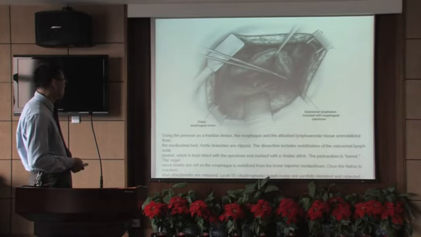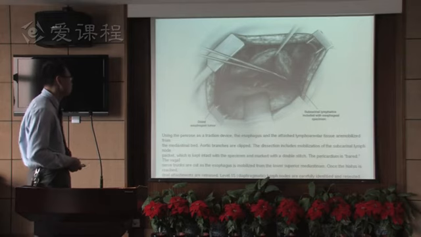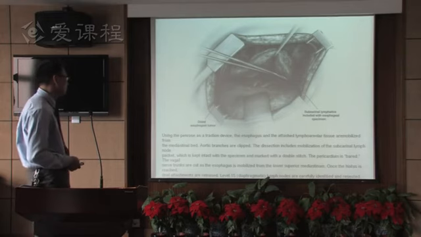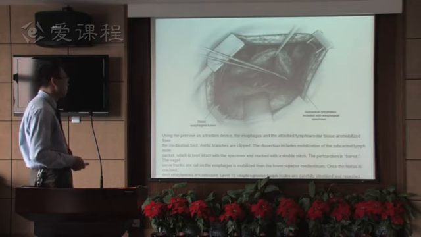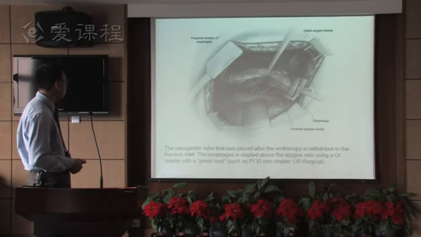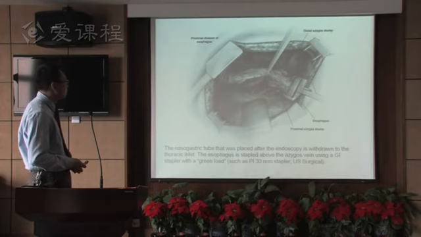The pericardium is bare. The vagal nerve trunks are cut as the esophagus is mobilized from the lower superior mediastinum. Once the hiatus is reached, final attachments are released. Level 15 lymph nodes are carefully identified and resected. The nasogastric tube that was placed after the endoscopy is withdrawn to the thoracic inlet.